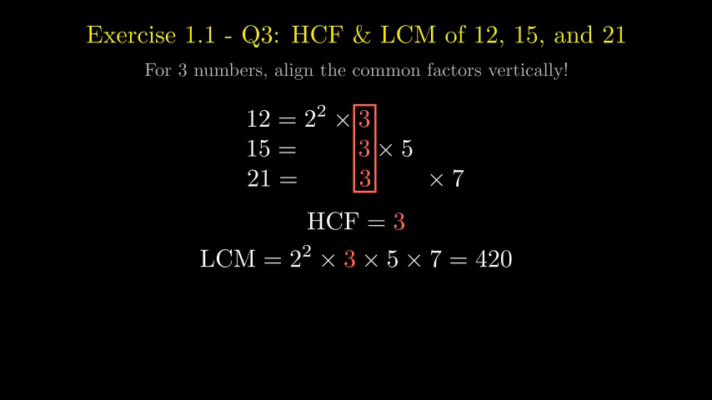For the LCM, we take the highest power of each prime factor that appears. LCM equals 2 squared, times 3, times 5, times 7. Calculating step by step, 4 times 3 is 12, times 5 is 60, times 7 is 420. LCM equals 420.